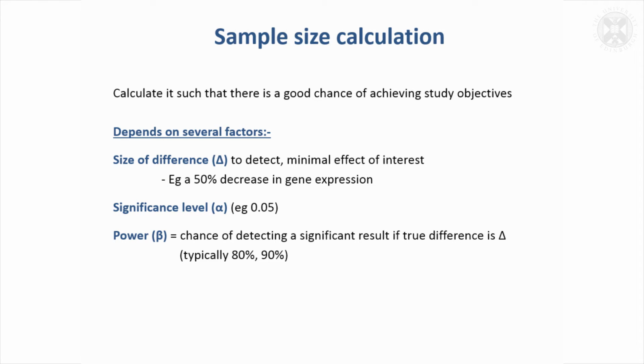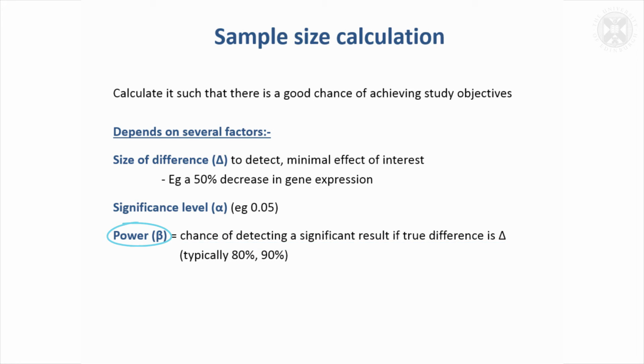The next concept, which is specific to sample size calculation, is the power. That's often denoted by the Greek symbol beta. So the power is the chance of detecting a statistically significant result if you've got this size of difference. So if the true underlying decrease in gene expression, for example, was 50%, and I do my study with this many animals, how likely am I to be able to get a significant result? Because of course, you never know exactly what's going to happen in your experiment. There's random variability. You want to have a good chance of getting that significant result.